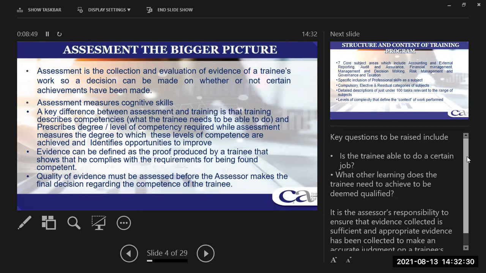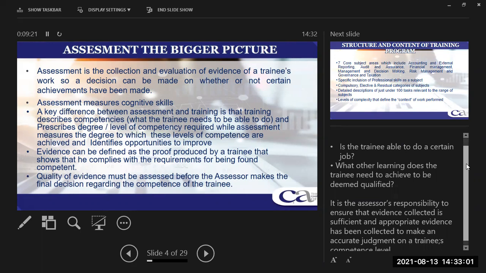So it is important to see that assessment requires the provision of certain evidence. Evidence is defined as the proof produced by a trainee that shows that he or she complies with the requirements for being found competent. The quality of evidence must be assessed before the assessor makes the final decision regarding the competency of the trainee.